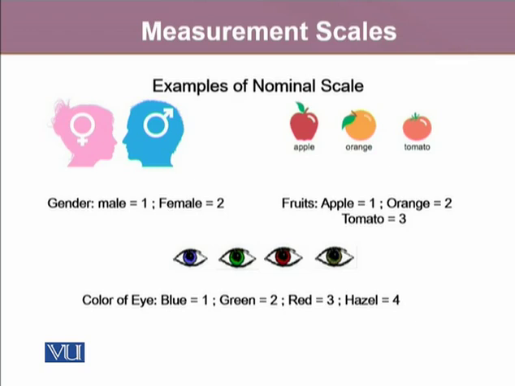Color of eye. It could be blue, which can be represented as 1, green, red, or hazel. These could be assigned any number along with them. But these numbers, again, do not represent any magnitude of information.